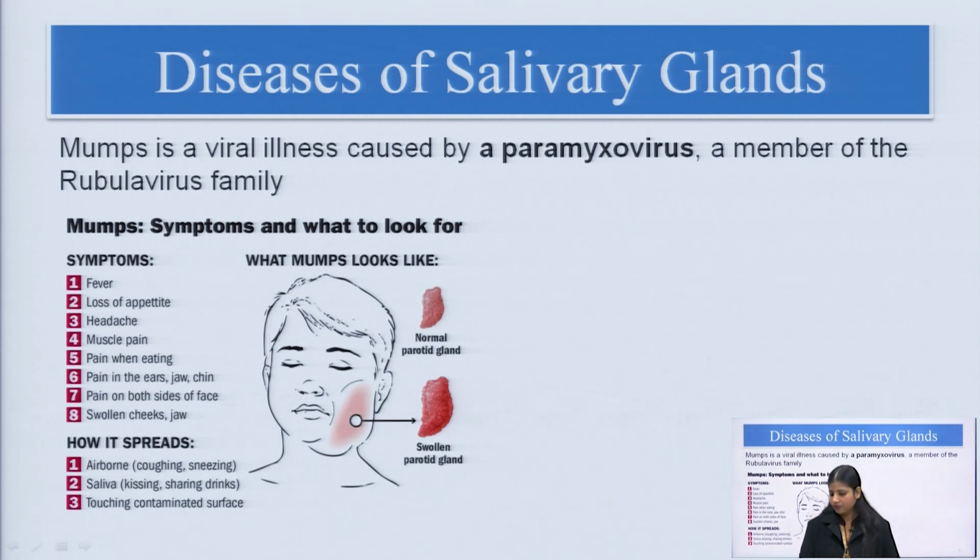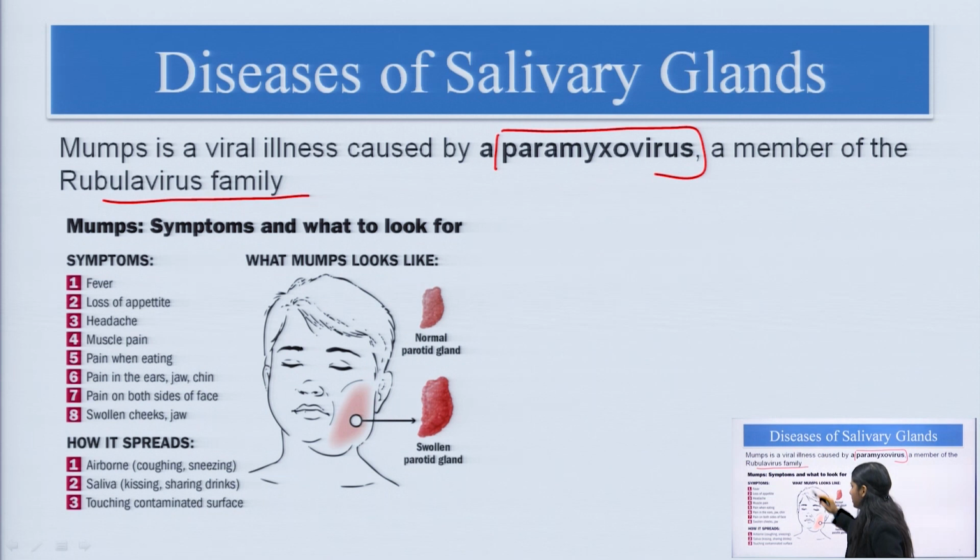Now, coming to the diseases of salivary glands. So, there is one condition called mumps. Mumps is a viral illness which is caused by paramyxovirus. This is a viral disease. What happens here is an inflammation in the salivary glands. And this paramyxovirus is a member of the rubella virus family.